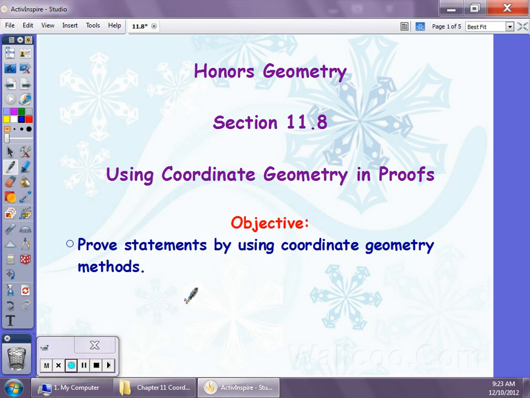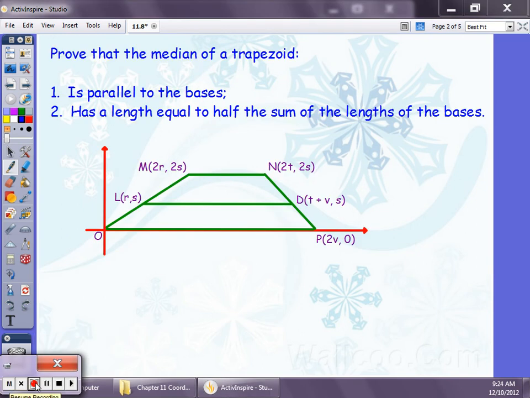Today's honors geometry lesson, section 11.8, is on using coordinate geometry in proofs. The objective is to prove statements by using coordinate geometry methods. We are going to prove that the median of a trapezoid is parallel to the bases and has a length equal to half the sum of the lengths of the bases.